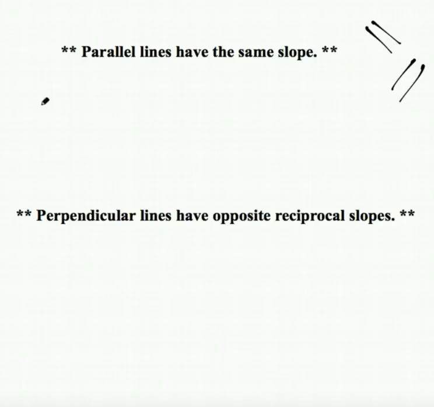So let's look at the equation of two lines. y equals 2x minus 4 and y equals 2x plus 3. These are two different lines, but if you notice, they have the same slope. They both have a slope of 2. So these two lines would be parallel. That is the only way for two lines to be parallel, is if they have the same slope.